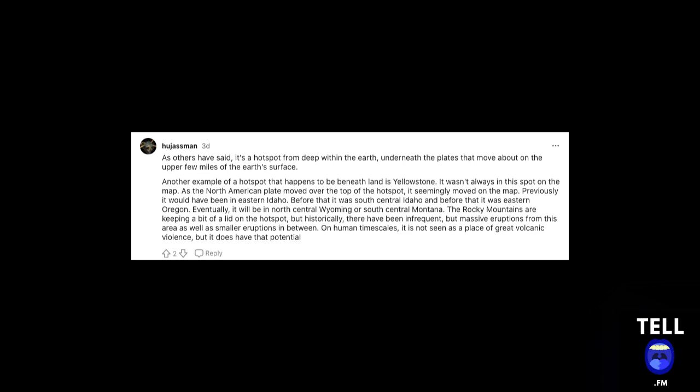The Rocky Mountains are keeping a bit of a lid on the hotspot, but historically, there have been infrequent but massive eruptions from this area as well as smaller eruptions in between. On human timescales, it is not seen as a place of great volcanic violence, but it does have that potential.